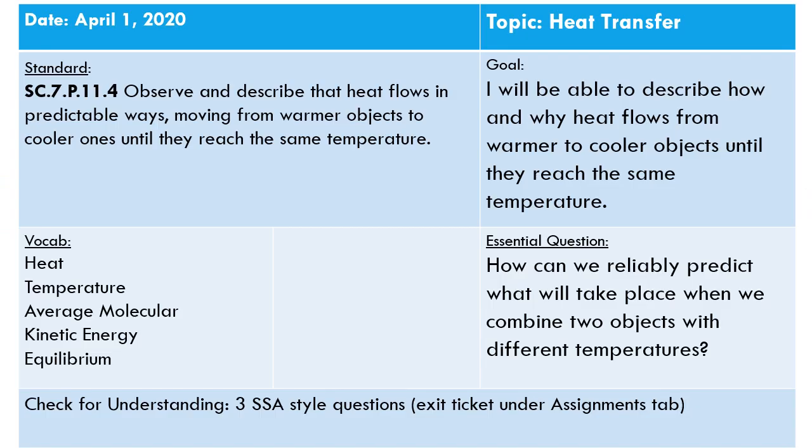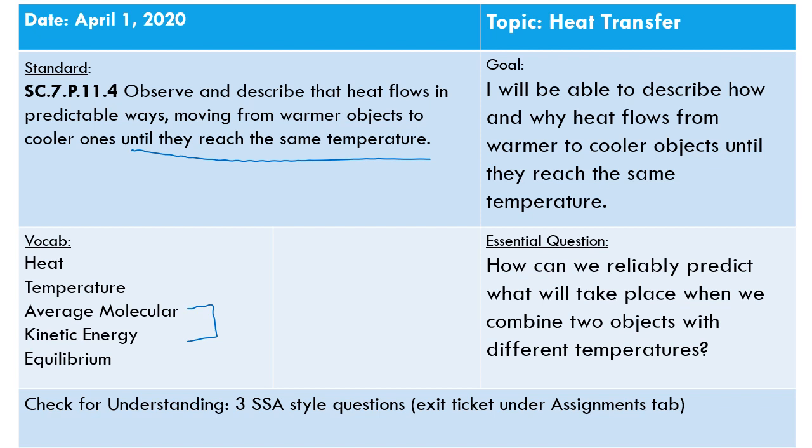So everybody, what's our date today? April 1st, 2020. Our topic is heat transfer. Working with the same standard as yesterday, observe and describe that heat flows in predictable ways, moving from warmer objects to cooler ones until they reach the same temperature. And this idea is going to be important. Think about that. So our goal is to be able to describe how and why heat flows the way that it does. Our vocabulary is heat, temperature, average molecular kinetic energy, that's all one, and equilibrium.